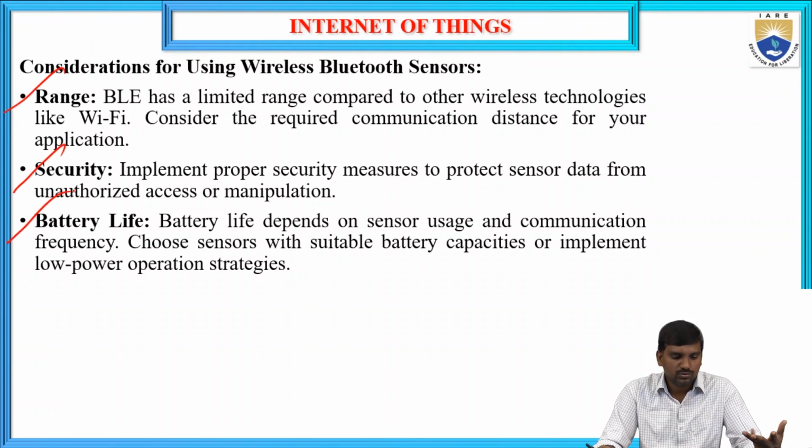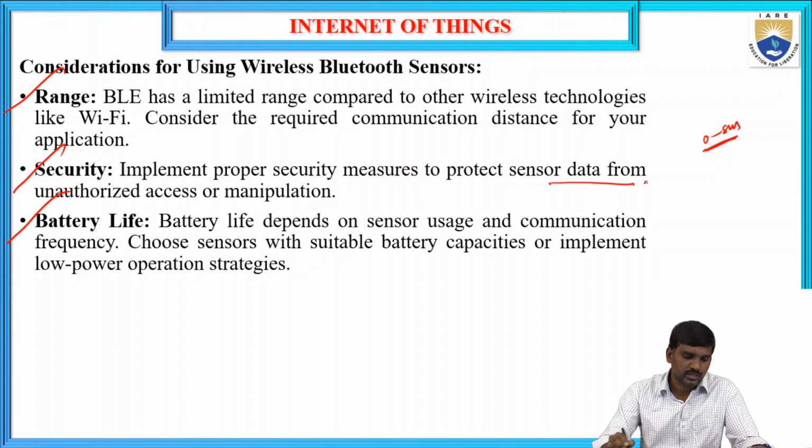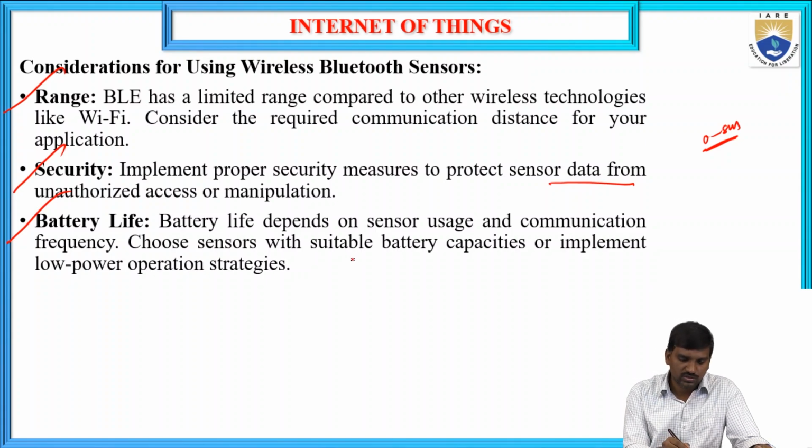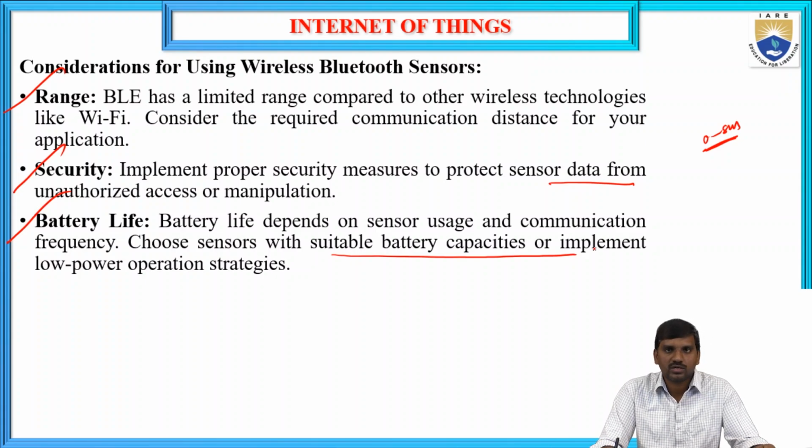Range is nothing but Bluetooth low energy has a limited range compared to other wireless technologies. I already know it is just 8 meters only. Up to 8 meters, it can connect to devices. Consider the required communication distance for your application. Next, security: implement proper security measures to protect sensor data from unauthorized access or manipulation. The last one, battery life. Battery life depends on sensor usage and communication frequency. Choose sensors with suitable battery capabilities or implement low power operating conditions.